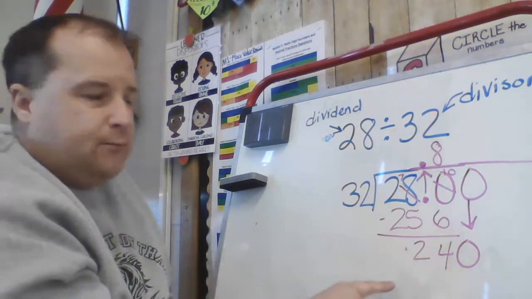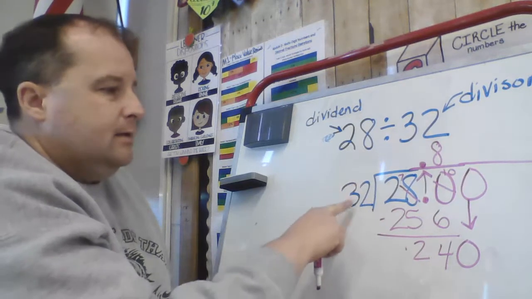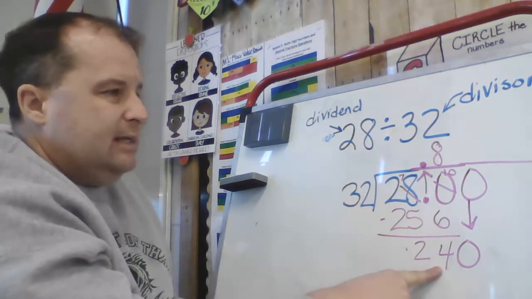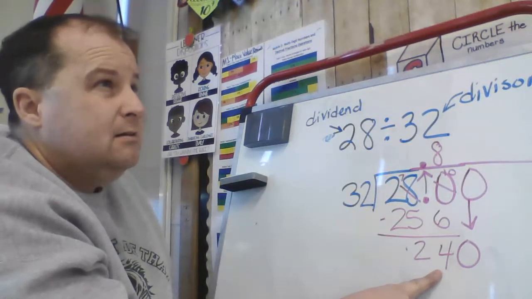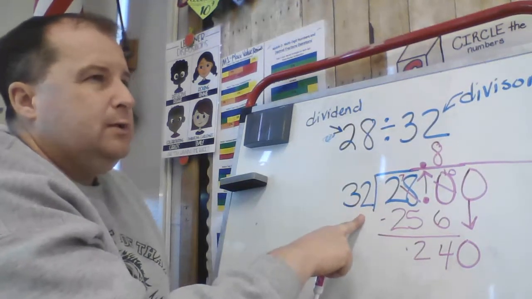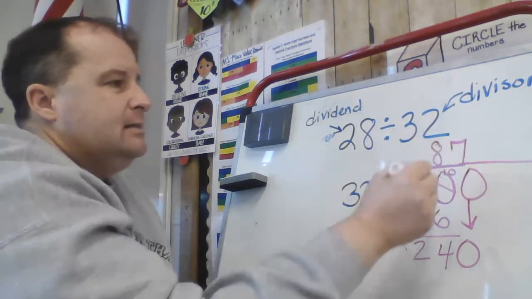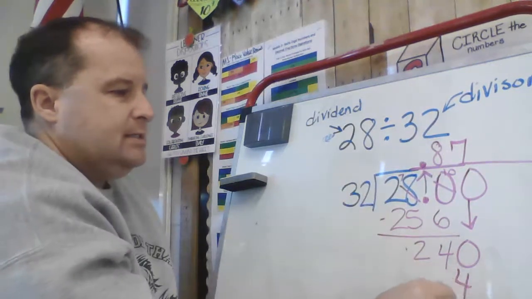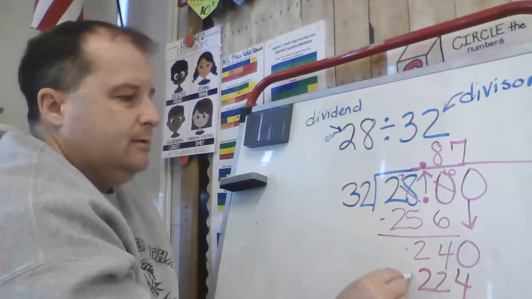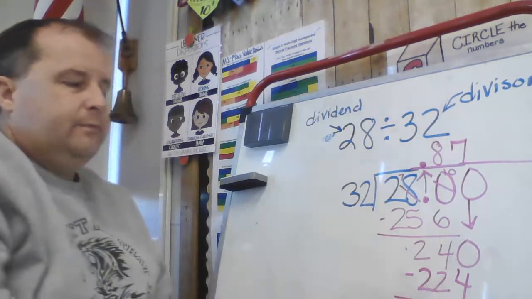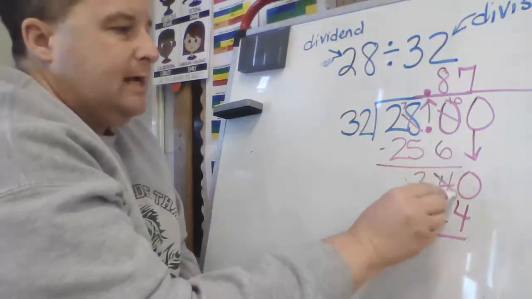Now I have 240 hundredths divided by 32. I notice 30 into 240 could be 8, but I have this 2 in the ones place that might put me over, so let's go one less. 7. 7 times 2 is 14, 21, add 1, 22. Now I have 224, subtract that out.